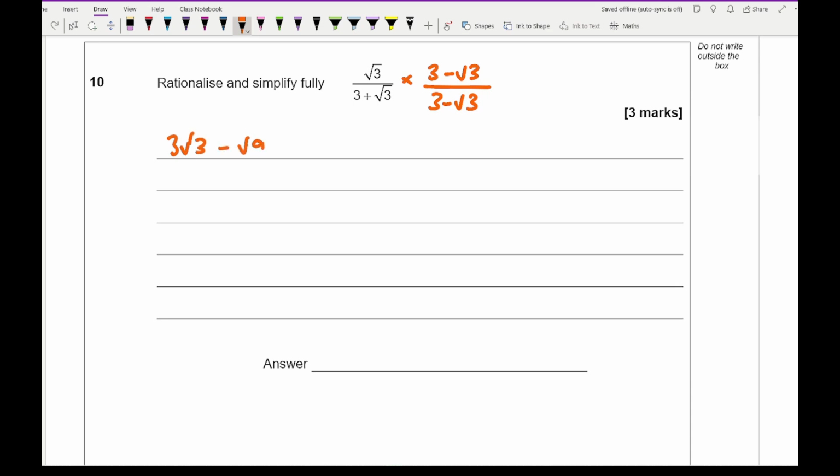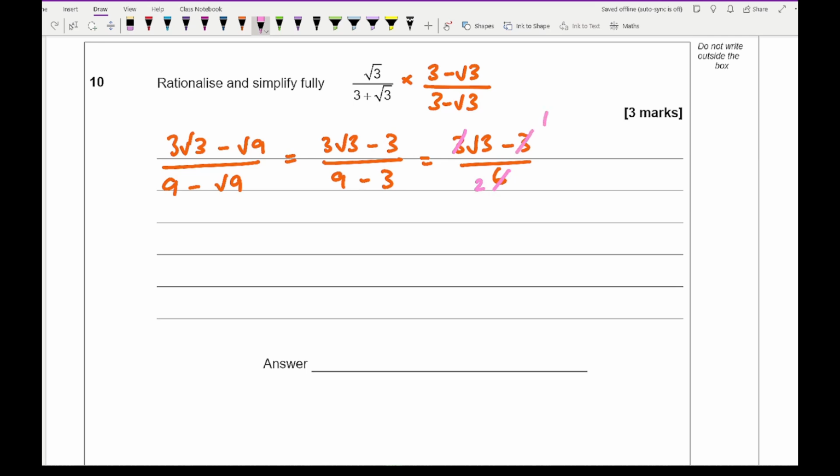minus root 9 over, and then, if you know how to rationalise the denominators, that's going to be 9 minus root 9, which leaves me with 3 root 3 minus 3 over 9 minus 3, which is 3 root 3 minus 3 over 6. I can then cancel this down by dividing by 3, so that's going to leave me with 2 on the bottom and 1 on the top, leaving a final answer of root 3 minus 1, all divided by 2.